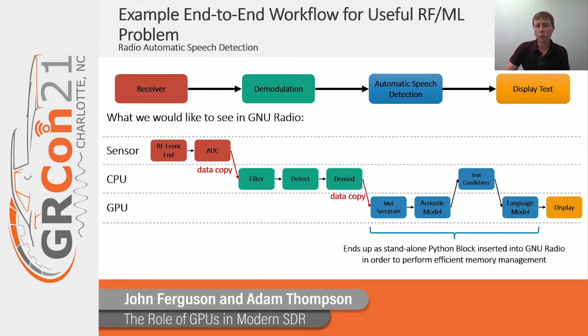But when it comes to GNU Radio, one thing that you will realize is that when you start to do GPU processing, the machine learning aspect of it, or the GPU processing aspect of it, tends to get lumped into one big group. So what we will end up having to do is taking all of these GPU processes, lumping them into one big Python block, to be inserted into GNU Radio. And this is mostly due to making the memory management more efficient.